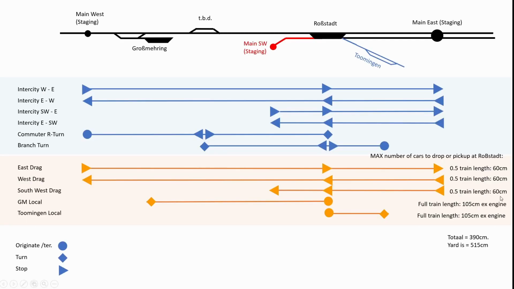So if we add up 60, 60, 60, 105, 105, the total is 390. So in the old yard design, we had 515 centimeters of yard track, and I thought this is going to be a little bit tight. I mean, ideally you want your yard to be maximum half full.